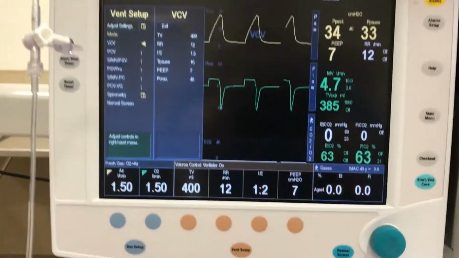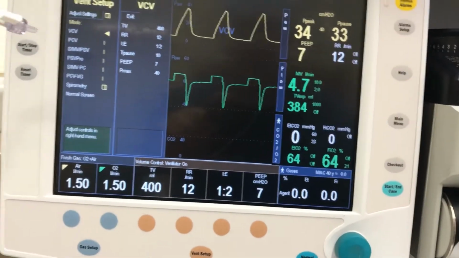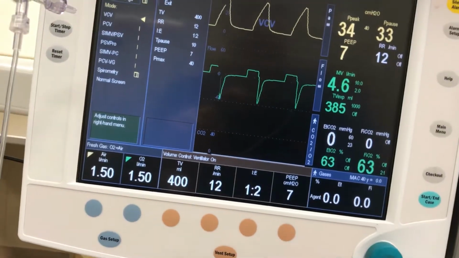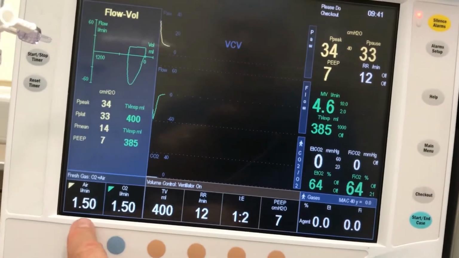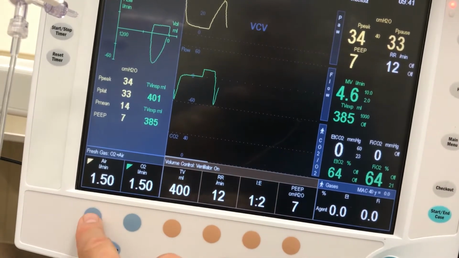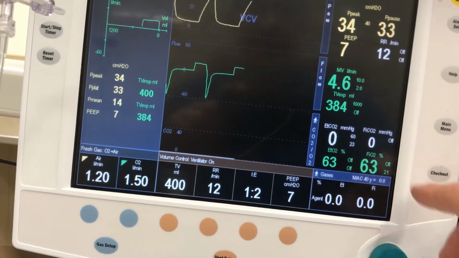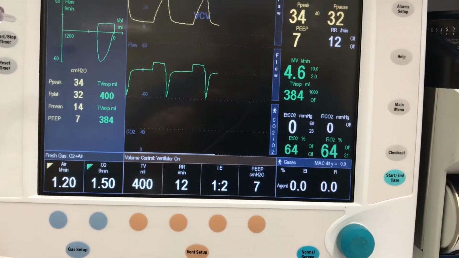We can adjust the IE as well, and so these really are pretty highly functional ventilators. Now, again, to manipulate our FiO2, we have to do that just simply by adjusting the fresh gas flows in small increments over time and allowing that to equilibrate in the circuit.